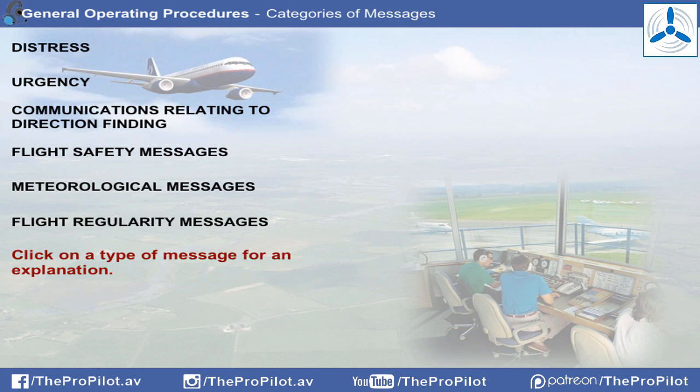The categories of messages handled by the Aeronautical Mobile Service are listed here. The list shows the order of priority in the establishment of communications and the transmission of messages. Distress and urgency messages are dealt with in more detail in the lesson on distress and urgency procedures. Click on each message to show an explanation of its meaning.